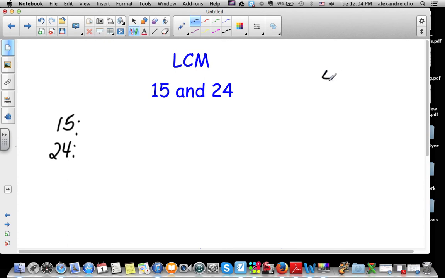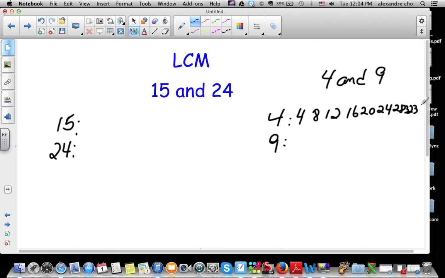LCM of, I don't know, 4 and 9. All right, just so that you can see. So the LCM of 4 and 9, let's go back for a second, would be listing all the multiples first. 4, 8, 12, 16, 20, 24, 28, 32, 36, and 9, 18, 27, 36. So the first number that they share in common, and this could go on a little bit further and they'll share other numbers, but the first number that they both share is 36. 36 is the first number that 4 and 9 can go into. So the least common multiple of 4 and 9 is 36.